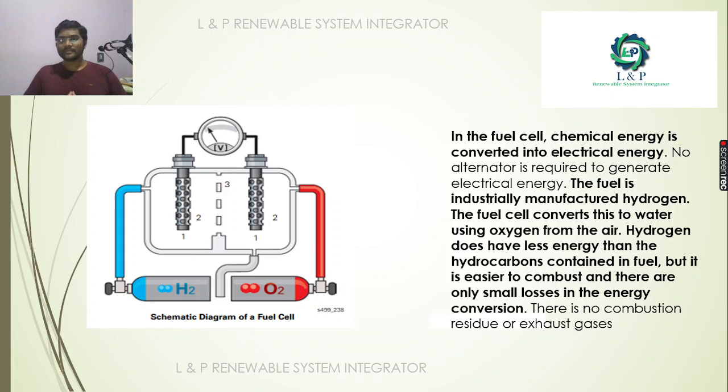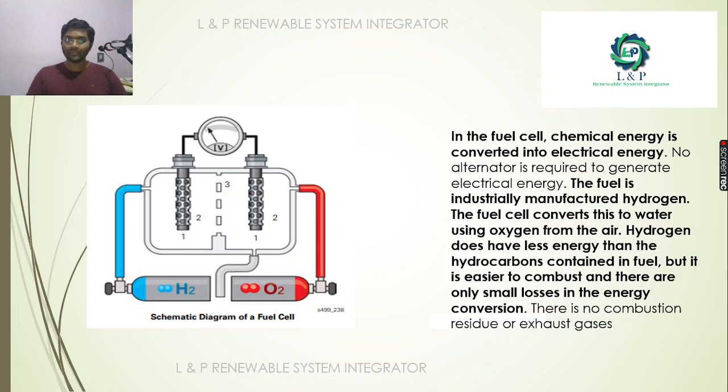For the fuel cell, the most important fuel is hydrogen, which is manufactured in industry. What the fuel cell does is convert hydrogen into water with the help of oxygen from the air. That's it. The main fuel for the fuel cell is hydrogen, which it converts into water using the oxygen available in the air. This is how the fuel cell works.